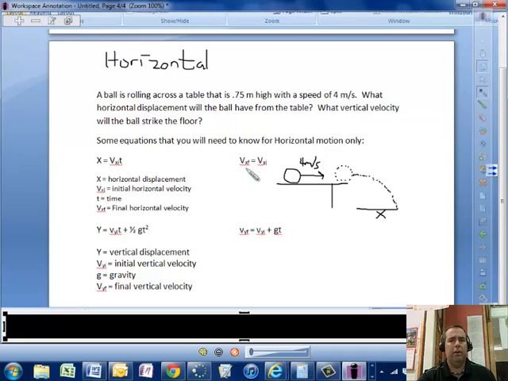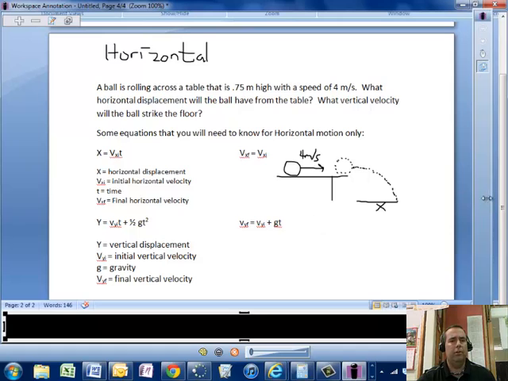Another equation that we're going to end up looking at is this one right here. The vertical displacement is going to be equal to the initial vertical velocity multiplied by time plus 1/2 gt squared. Now, let's look up here. This ball's rolling across the table. It's not moving up and down. So if it's not moving up and down, guess what? We can go ahead and get rid of that. So really, if we're talking about horizontal motion only, y is going to be equal to 1/2 gt squared.